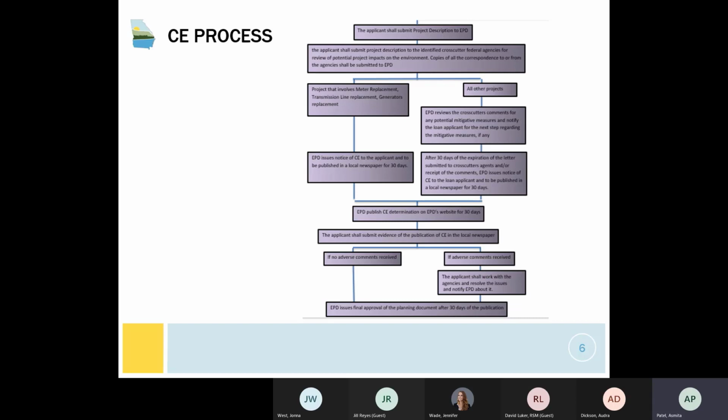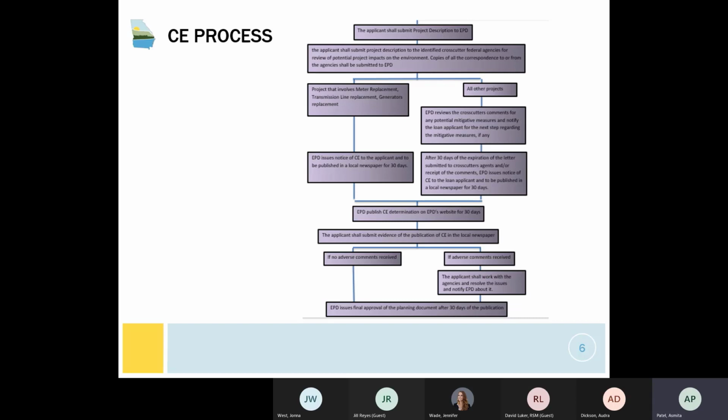if no adverse comments are received, EPD will go ahead and issue the final planning document. If adverse comments are received, then applicants shall work with the agencies, resolve the issues, and notify EPD about it. And finally, once everything is resolved, EPD will go ahead and issue the final planning approval document. CE is a very simple process.